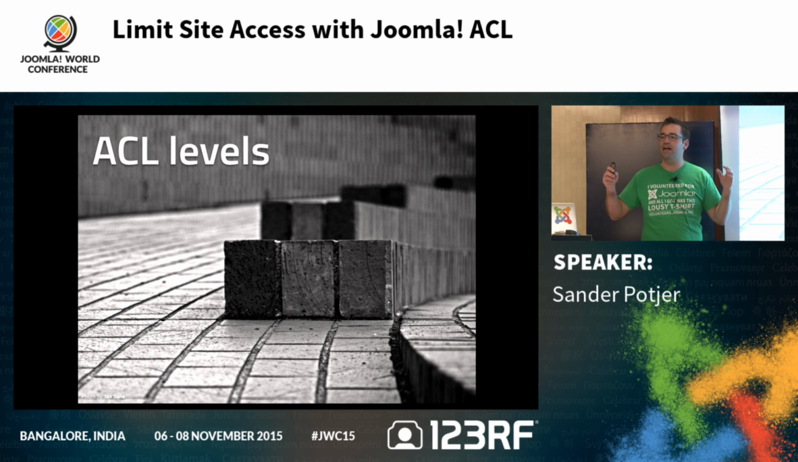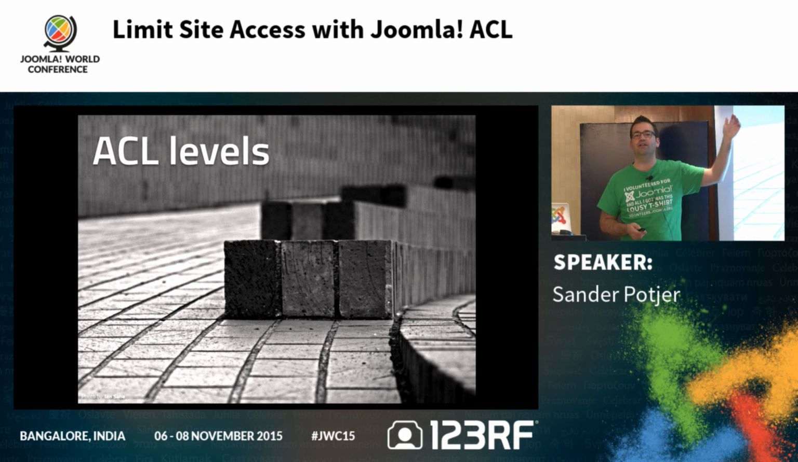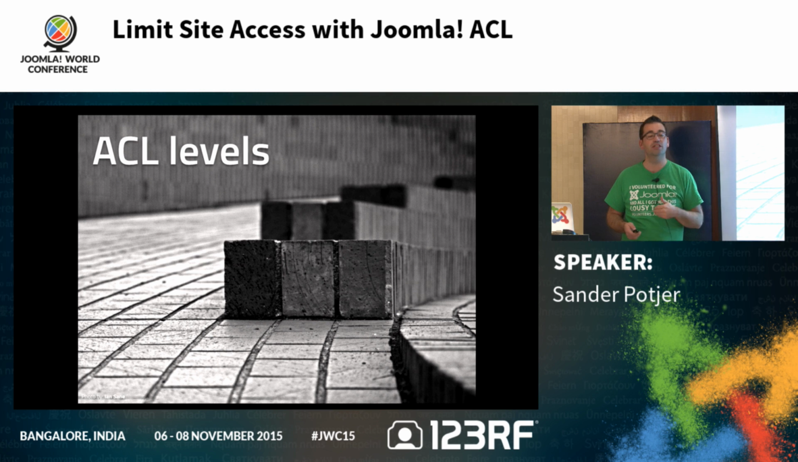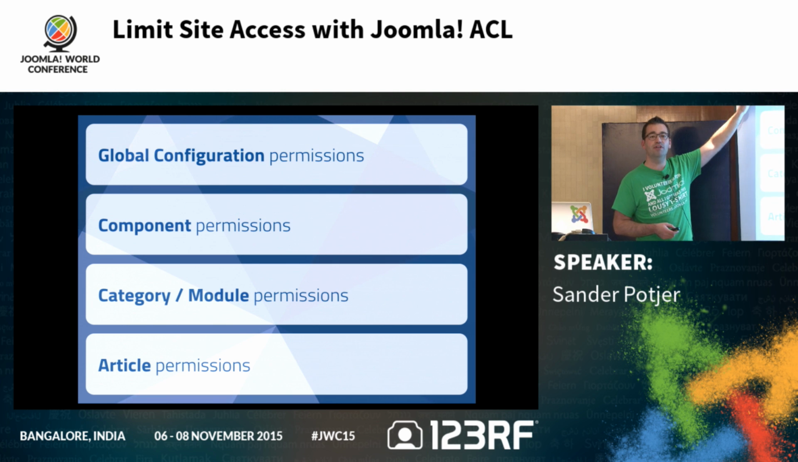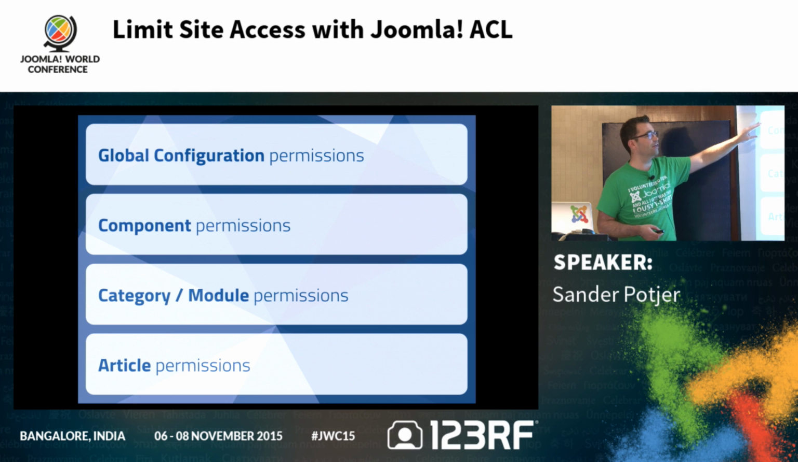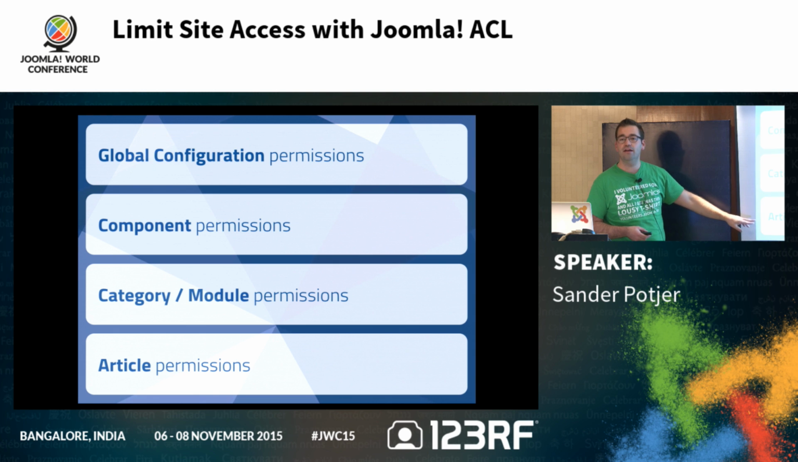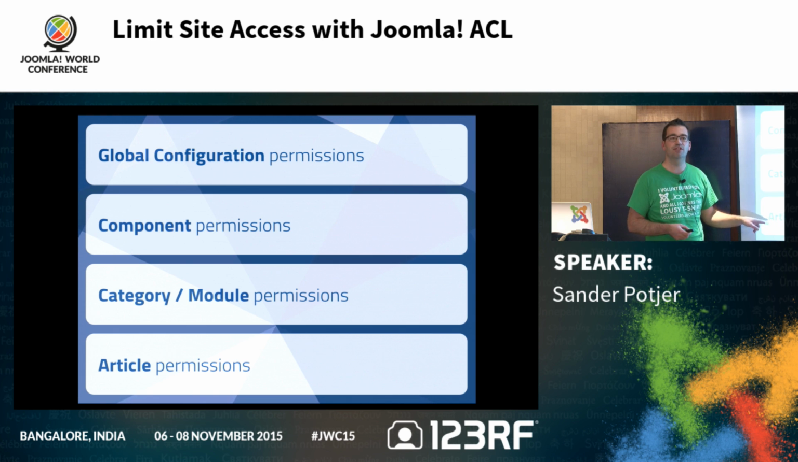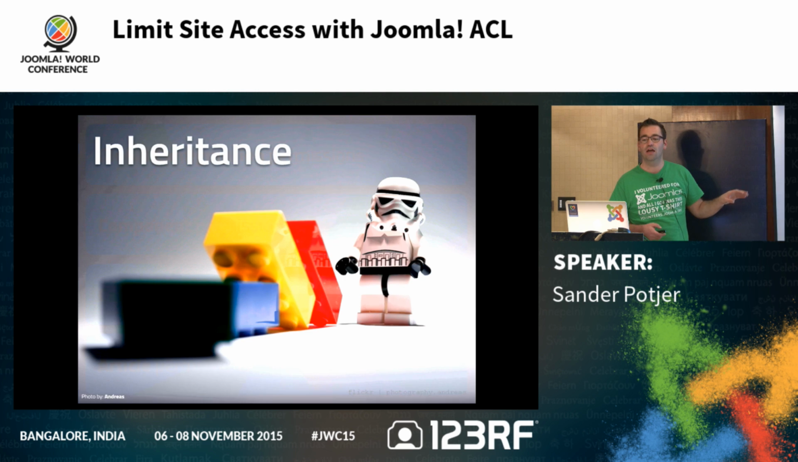Joomla has a kind of inheritance between all kinds of levels. And actually, when you look at Joomla, we're not really talking about levels, but I prefer to talk about ACL levels because it makes things more clear. So when I talk about levels, I'm talking about four levels. The global configuration, where you can configure permissions. Then we have another level, which is called the component permissions. So for each component in Joomla, you can again configure the permissions. Then we have categories and modules, for example, which also can be configured. And in Joomla itself, we only have the fourth level, which is article permissions. For all of these levels, you can set the permissions. That means that there is some kind of inheritance between those levels.